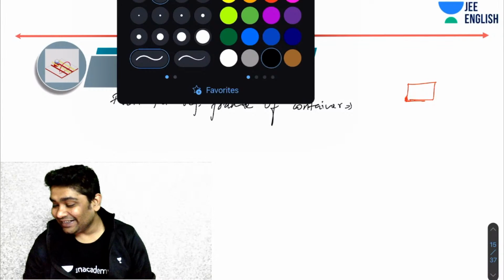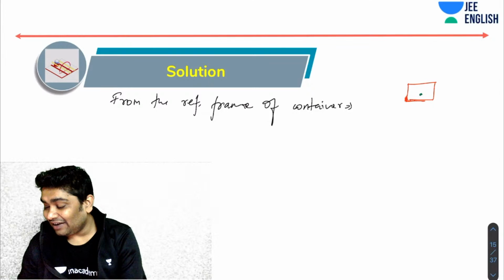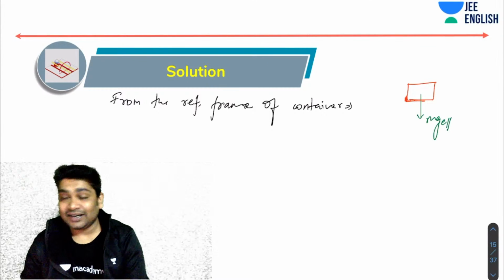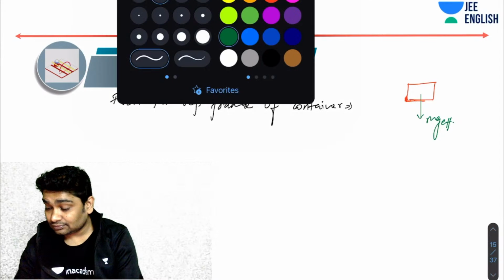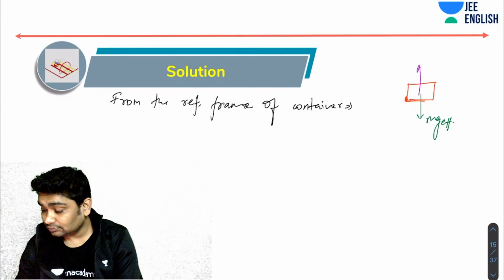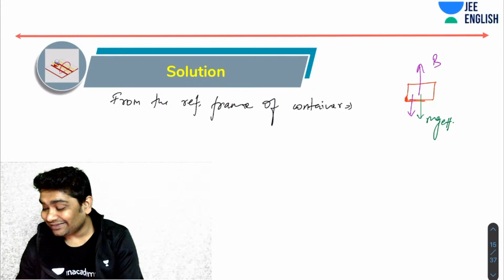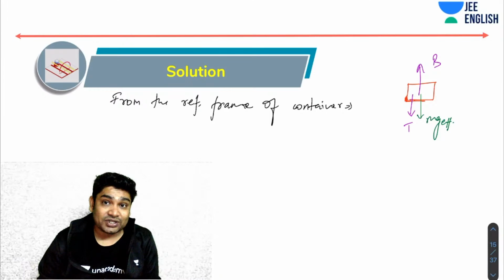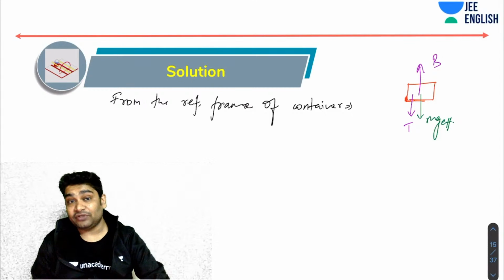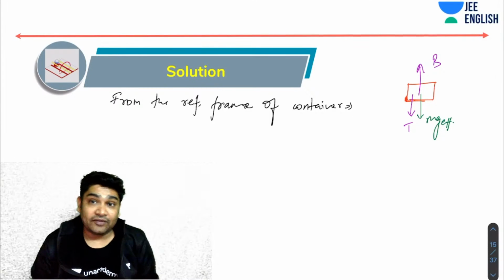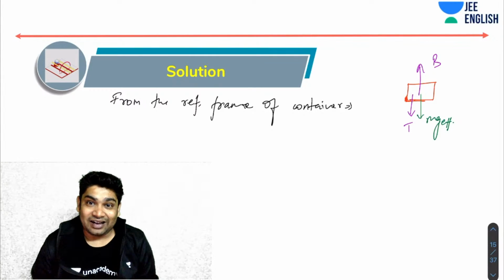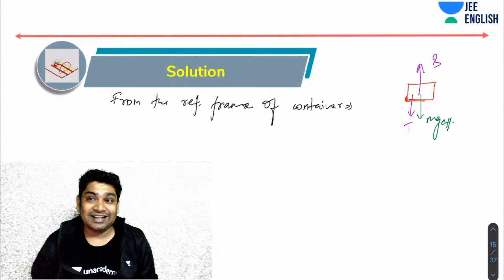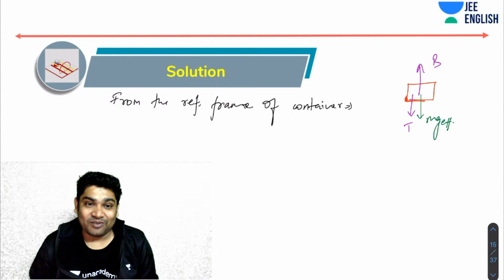Let's see if that is correct. You will have a downward force mg effective, correct? Then you will have an upward buoyant force, and then of course you will have tension. So these are the three forces that you will see in the reference frame of the container. Why are we moving into the reference frame of the container? Because I need my fluid to be stationary, so that I can figure out what kind of buoyant force is acting.